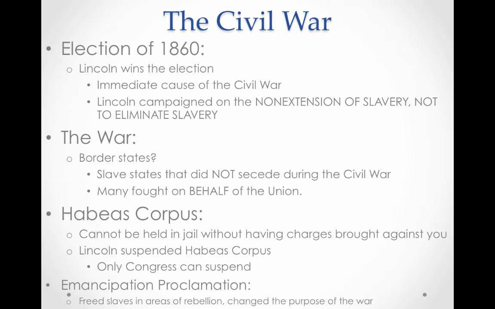All right, let's talk about the Emancipation Proclamation. It's important to know what it did and what it did not do. It did not free all slaves. Rather, it only freed slaves in areas of rebellion in the South. And this changed the purpose of the war from preserving the Union, as Lincoln said was the reason why he was fighting the Civil War, to ending slavery. So in 1863, when this goes into effect on January 1st, the transition begins to make this a war about ending slavery.